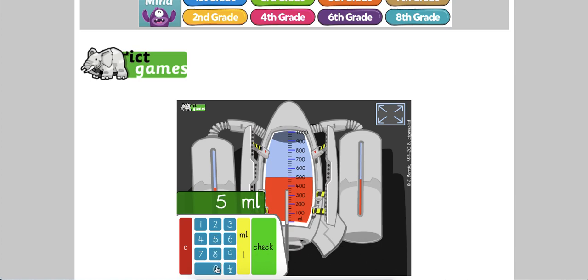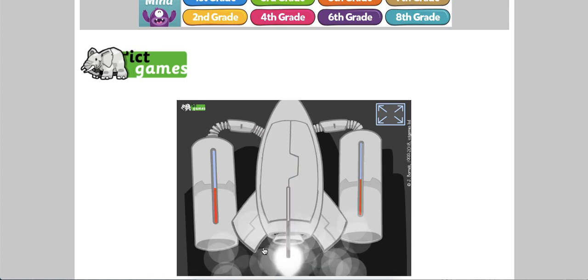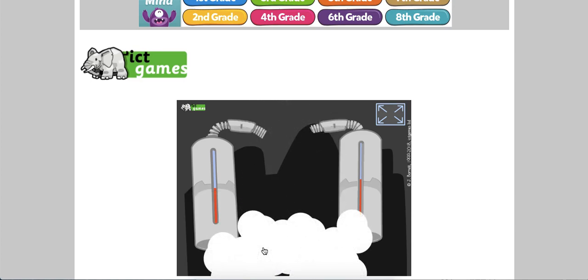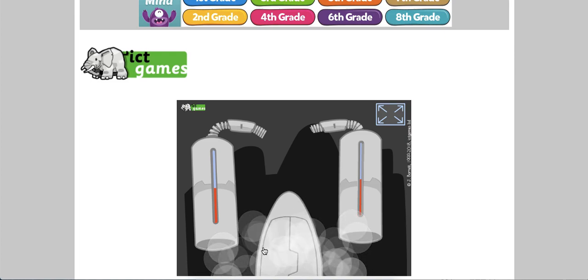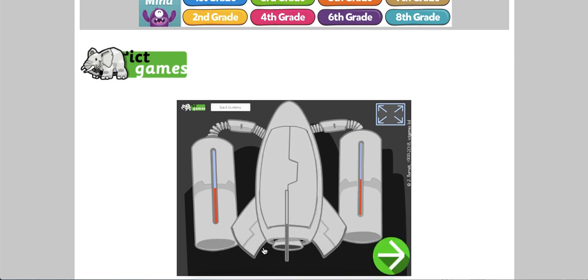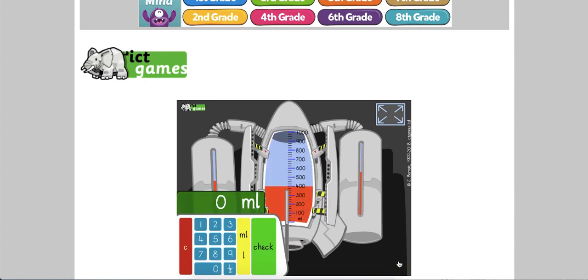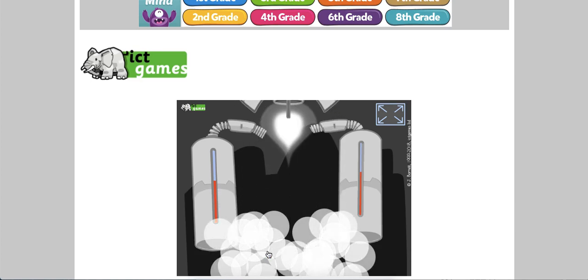That's right, 500. And at the bottom it tells me it's mils. So we need to measure the mils. Let's check. There we go. We filled it up, so now our rocket can launch. Excellent. So let's have a look at the next one. Please write on your whiteboard how many mils of fuel is in this rocket. Let's check if you wrote 400 mils. That's correct. There goes my rocket.